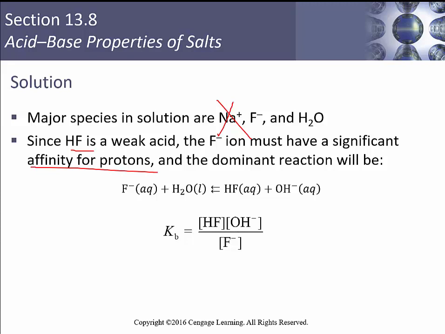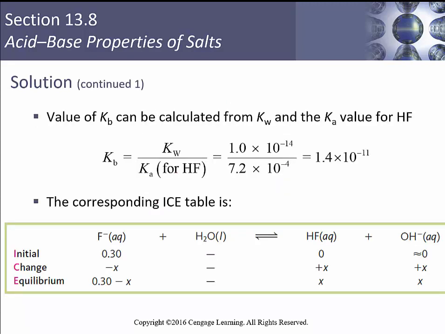And the dominant reaction is going to be that the fluoride is going to react with water to form hydrofluoric acid and hydroxide. Right? This is a weak acid, and hydroxide is a strong base. In the fight between these two, a weak acid and the strong base, the strong base will win. We've got our expression for Kb. We're going to set up an ice table. The value of Kb can be calculated from Kw.